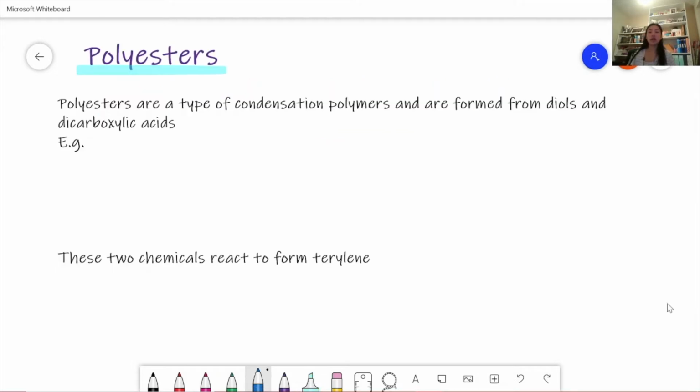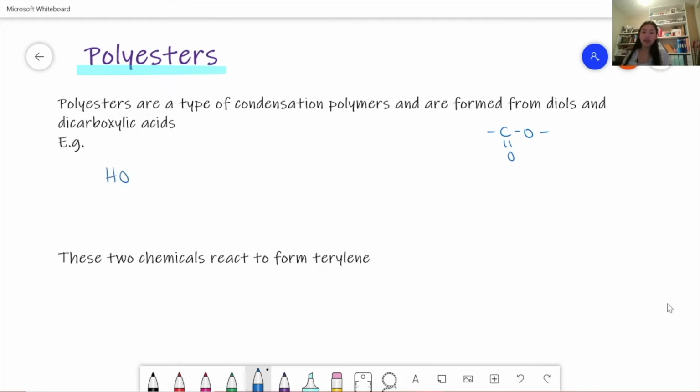So now we're going to talk about polyesters. And polyesters are a type of condensation polymer, and they're formed from diols and dicarboxylic acids. And the reason why is that to form esters, we need an alcohol and a carboxylic acid. And so in order to get this ester group, C double bond O, to repeat over and over again, we need diols and dicarboxylic acids, because then we have the two functional groups on either end of each of these chemicals. And so, for example, we can look at ethane 1,2-diol.